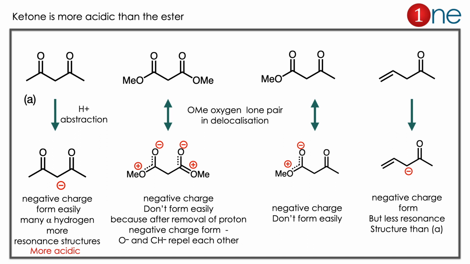But if you look at the D, it is possible it can lose the proton, and the anion is also stabilized there by conjugation. But the fact is that it has less resonance structure than A, because A has more resonance structure since it has about 8 alpha hydrogens. So it's more acidic when compared to all others. That's why our answer is A there. Here the concept you have to learn is ketone is more acidic than ester because of oxygen lone pair.